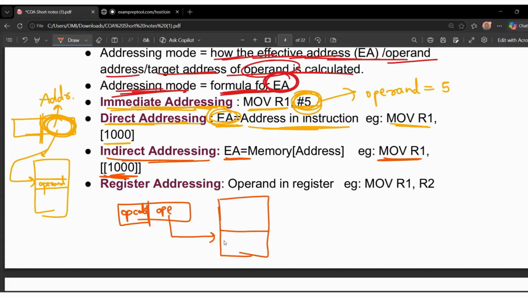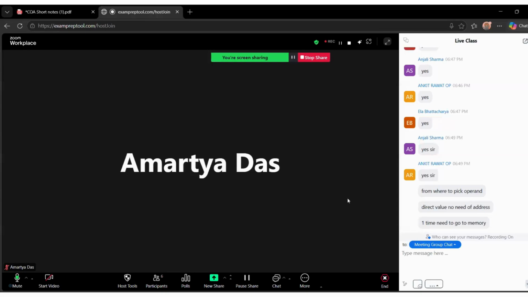Then here you will get the effective address, which means the address of the operand. Now whatever you get here, if you go to that location, let's say that location is present here, then you will get the operand. Yes or no?